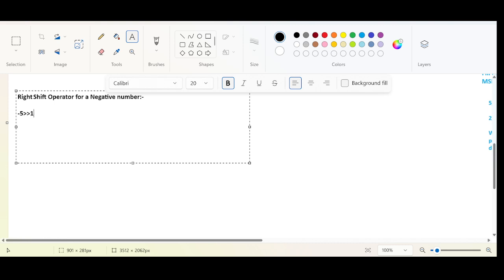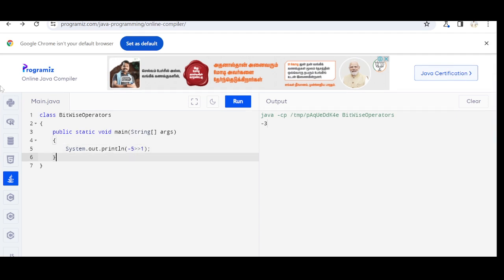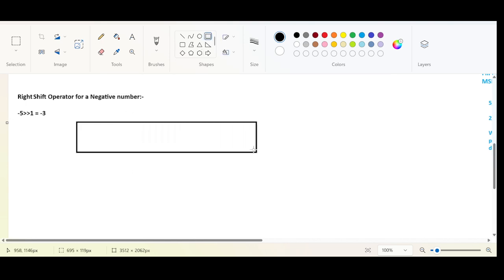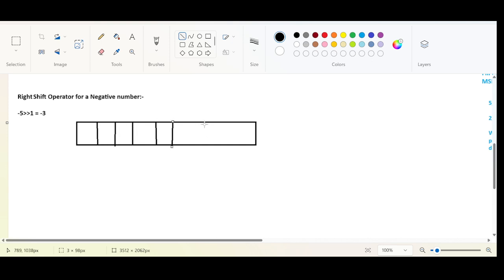So we know the answer. After evaluating, the answer is minus 3. But the question is, how did we end up getting minus 3? So this is the question. Now I will be answering it. Same thing, right? Let us create memory spaces for minus 5. Okay, 8 spaces are there, isn't it?